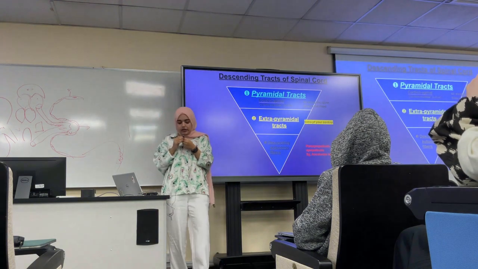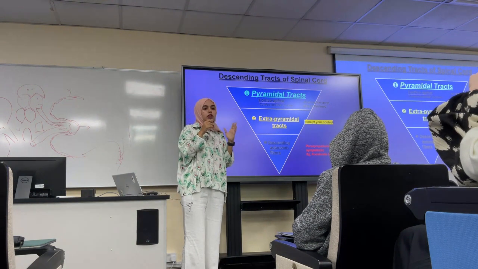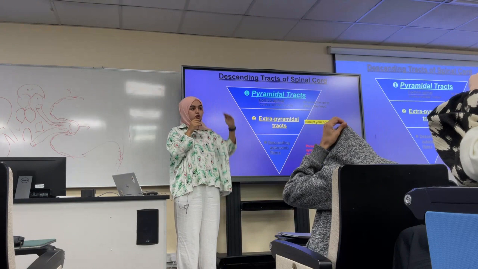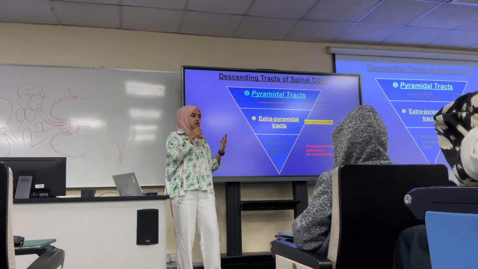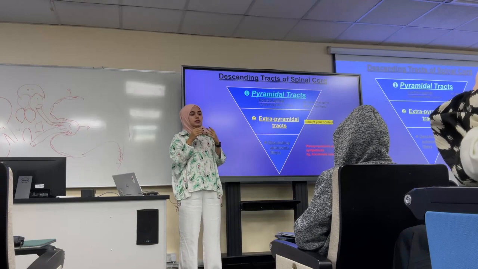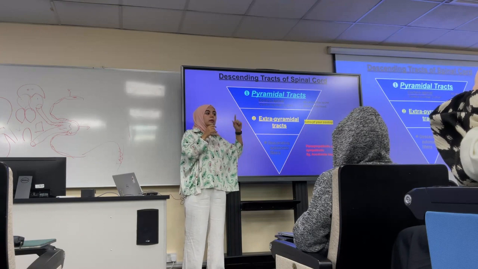Now, getting to the real work, it is the descending tracts of the spinal cord. Once we hear the word descending, we're coming from up to down, and up to down means we're talking about motor tracts. The opposite, sensory tracts, take signals from, let's say, the fingers, touching, smelling, up to the brain, so they will be ascending.